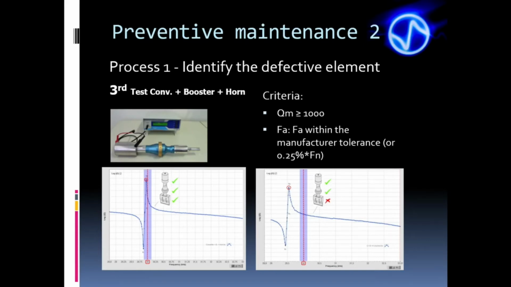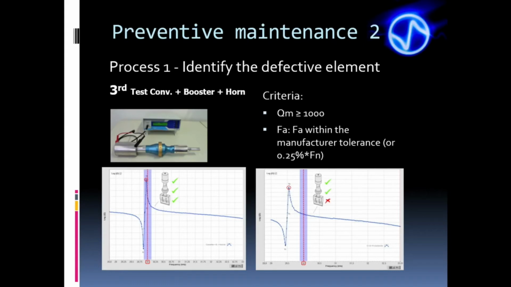In the example, we have a 30 kHz stack. The minimal FA that can still be accepted is 30 minus 0.25% of 30 kHz. So the minimum tolerance is 29,930 Hz or 29.93 kHz. Likewise, the maximum FA will be 30,070 Hz or 30.07 kHz.